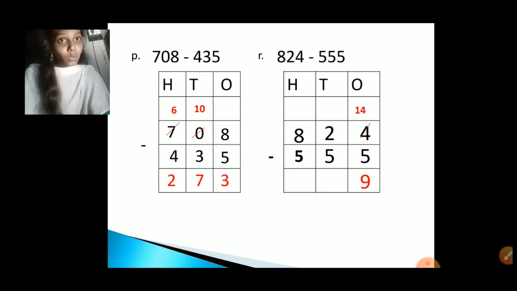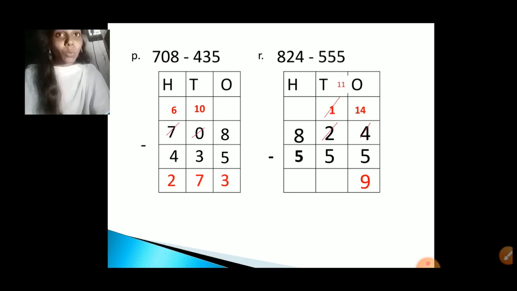Right? And we took 1 from the tens column. So we'll cut 1. Means we will cut 2. And instead of 2 we will write 1. So 1 minus 5 not possible. So we'll again borrow from the 100 place. So we'll cut 1 and we will write 11.